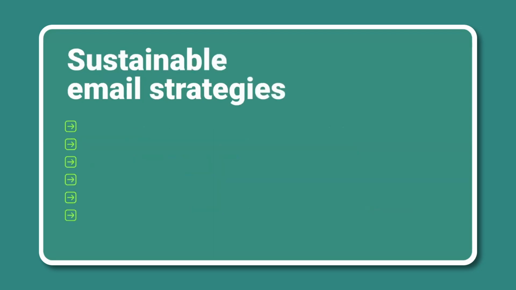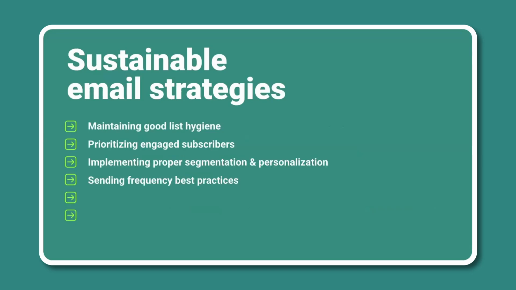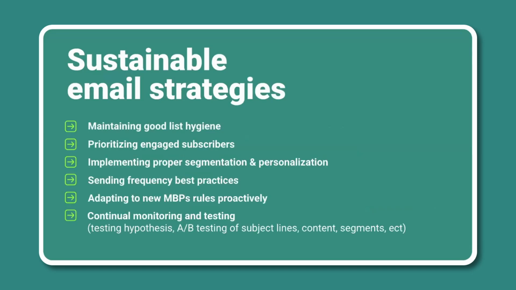And for sustainable email strategy, it will cover basically everything we talked about so far, plus something very important: test your hypothesis. Always A/B test everything you can think of, your subject lines, your contents, your segments, and use the strategy that works for you the best. Because in deliverability, the answer to all questions is it depends. It really depends on your own needs and your business type.